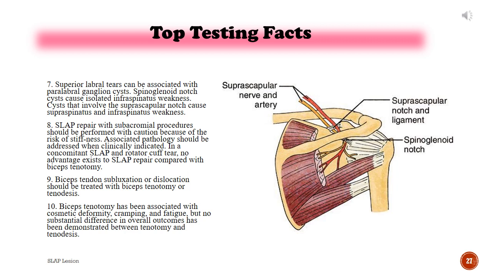9. Biceps tendon subluxation or dislocation should be treated with biceps tenotomy or tenodesis. 10. Biceps tenotomy has been associated with cosmetic deformity, cramping, and fatigue, but no substantial difference in overall outcomes has been demonstrated between tenotomy and tenodesis.